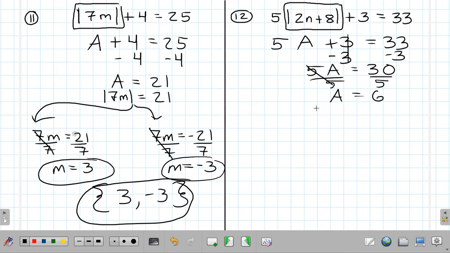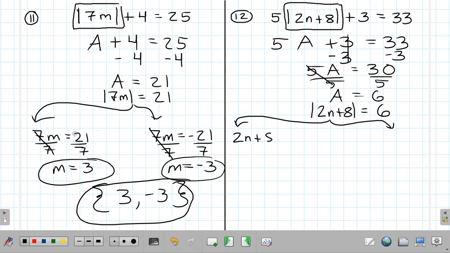Which, what was capital A? Well, that was that whole absolute value we had up here. Absolute value of 2n plus 8 is equal to 6. And then once again, since we have the absolute value isolated by itself over here, we can solve 2n plus 8 is equal to 6. And we can solve 2n plus 8 is equal to negative 6. Once again, just two-step equations.